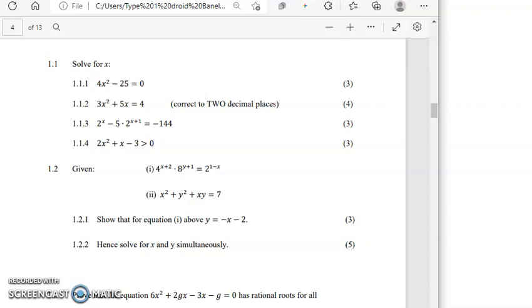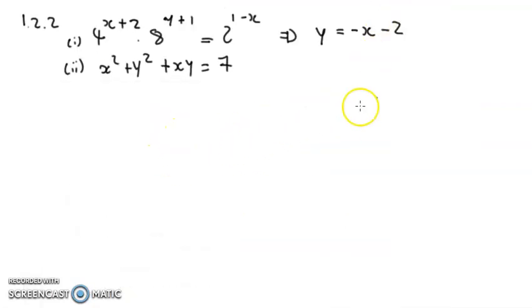Why don't we just substitute y is equal to negative x minus 2 into equation 2, the more complex equation at the bottom. So how we would do that: we're going to write x squared as it is, plus y squared. But then instead of writing y squared, we're going to write negative x minus 2. We are substituting the equation we got from 1 into equation 2.